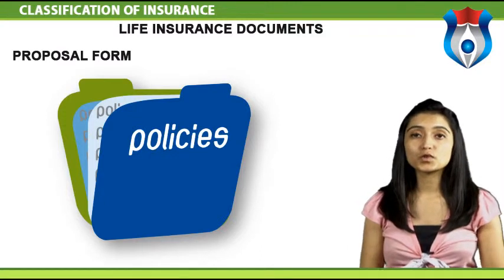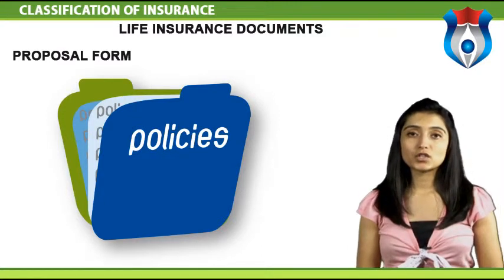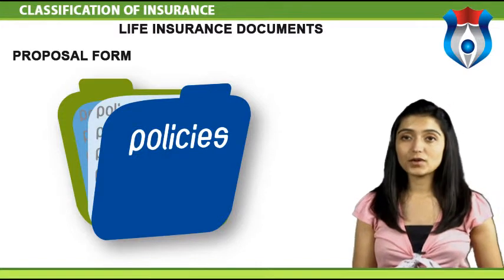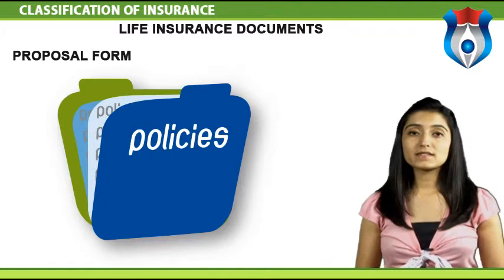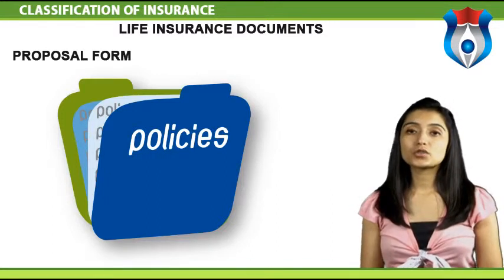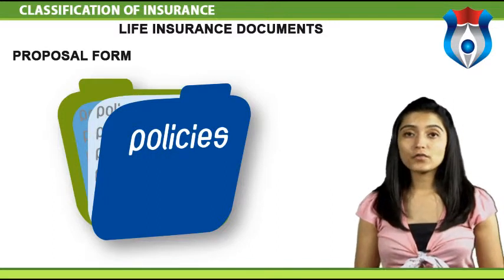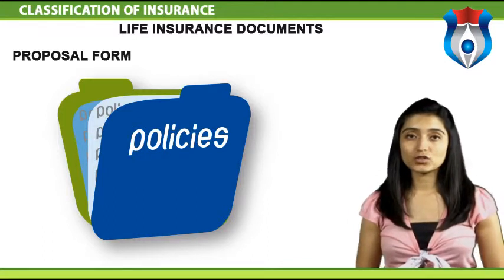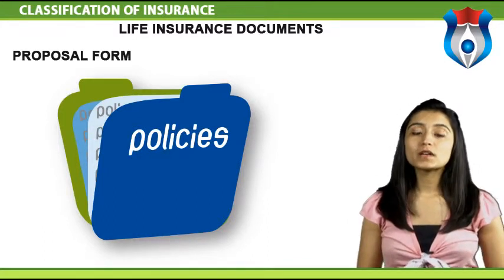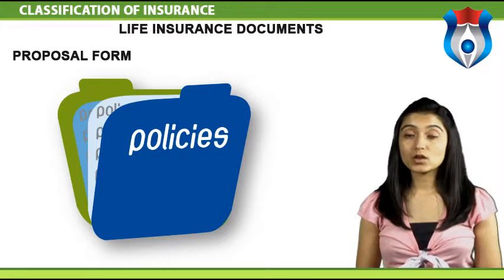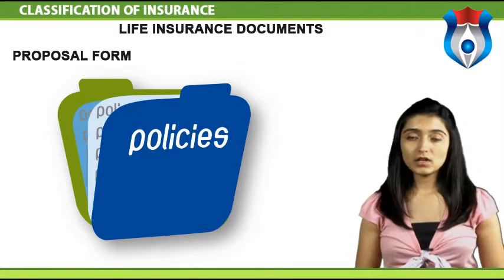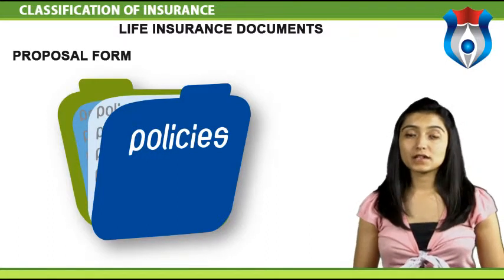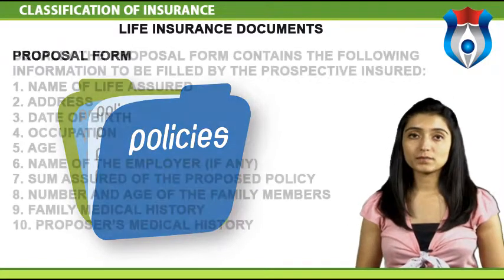The agent has the proposal form with him provided by the insurer. There are different types of policies, and so there are different types of proposal forms. It has the entire details regarding the duration of the policy, type of plan, mode of payment, etc. A proposal form is to be completed by the proposer in his own handwriting and signed in the presence of the agent. The proposal form contains a declaration at the end to ensure the authenticity of the information given.